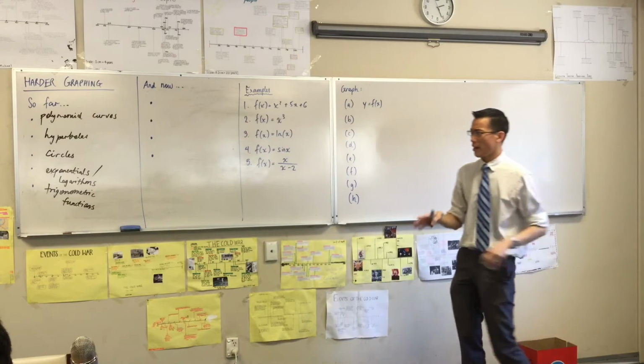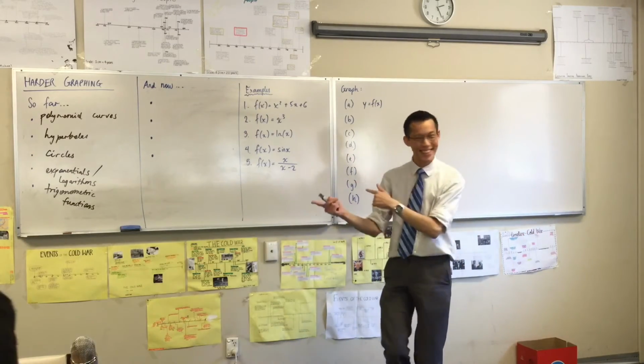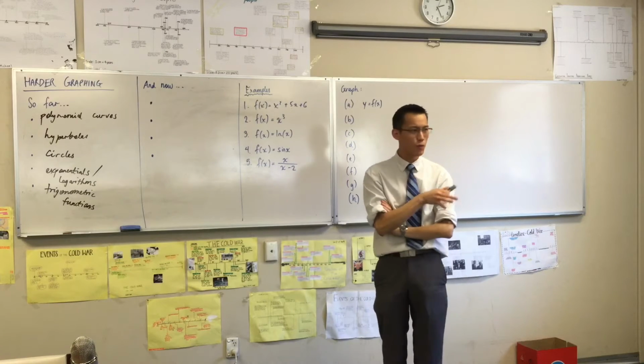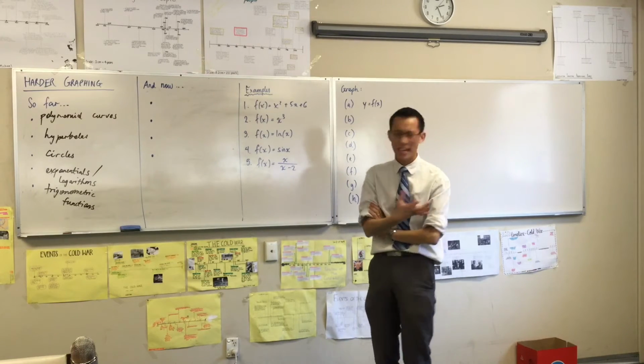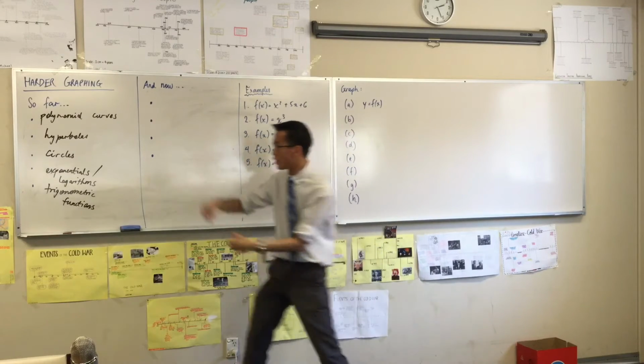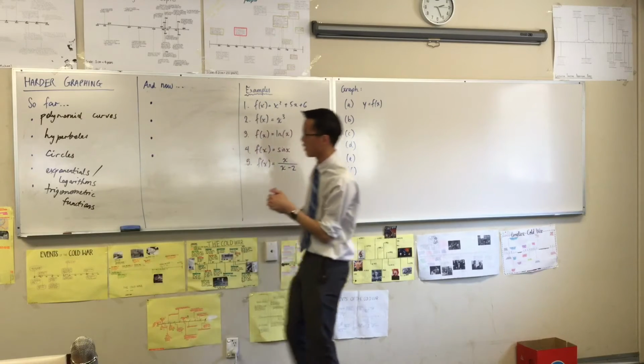Now I can add on to this absolute values. However, I hope you recognize that actually, absolute values are not a family of graph, are they? They're a thing that you do to other kinds of graphs. Does that make sense? And I'm going to come back to that point in a minute.